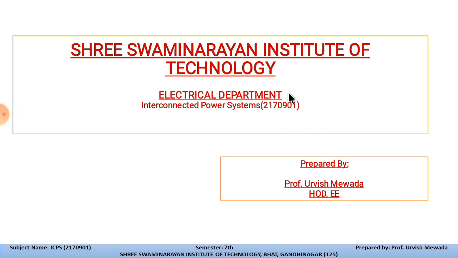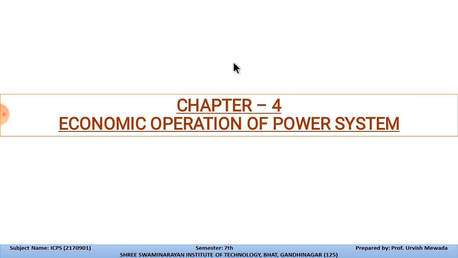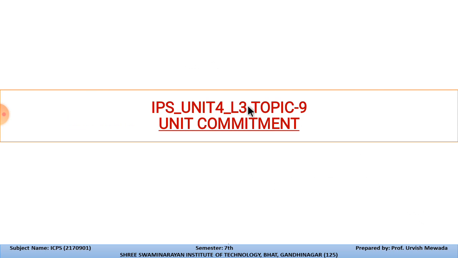I am the subject matter expert of the Interconnected Power System subject, which is in the 7th semester Electrical Engineering, GTU. The subject code of this subject is 2170901. Students, currently we are discussing chapter number 4, that is Economic Operation of the Power System, and this is our lecture number 3, in which we are going to study topic number 9, unit commitment. But before we start this topic, we are just recalling the previous lecture number 2.